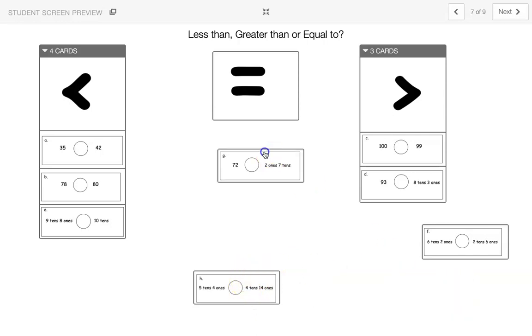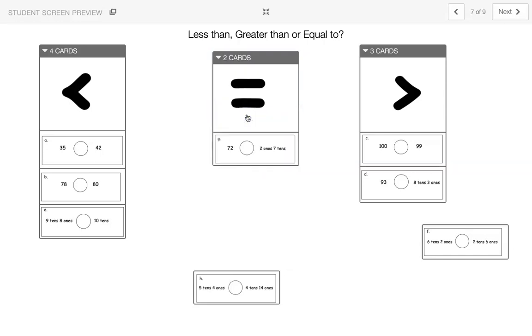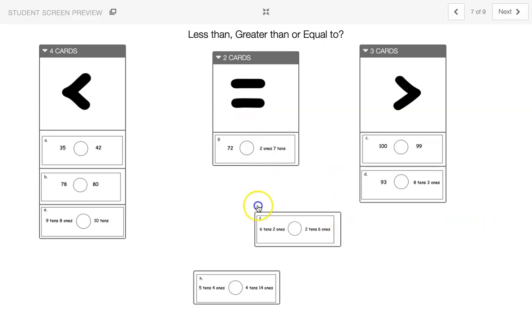All right, here we go. How about this one? 72, we know is 7 tens and 2 ones. 7 tens and 2 ones. It looks a little different, right? And the order is different, but both of those are 72. So we're going to put those in the equal to pile. All right, we have 2 left.